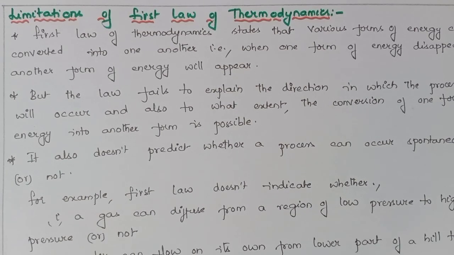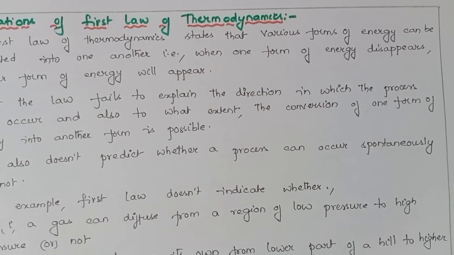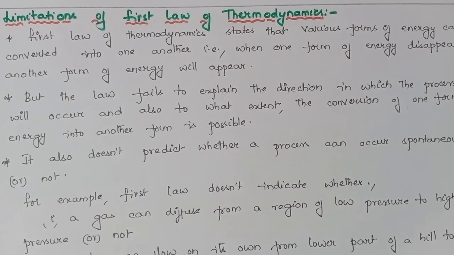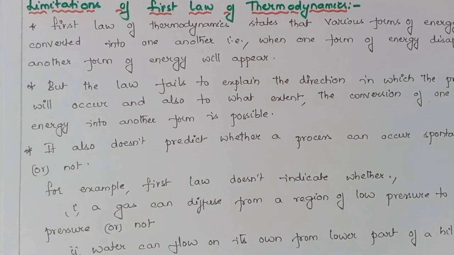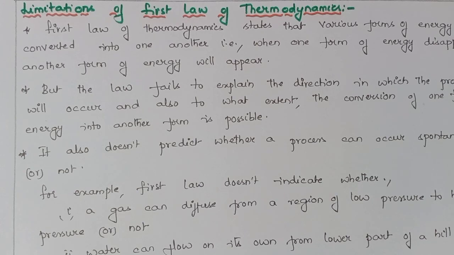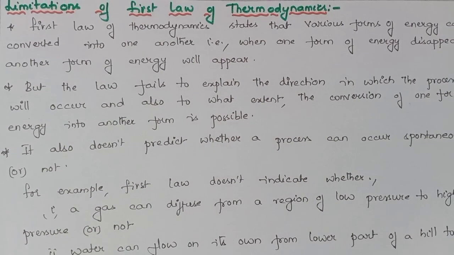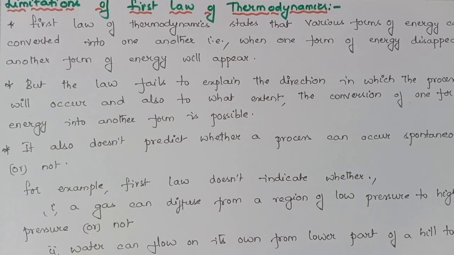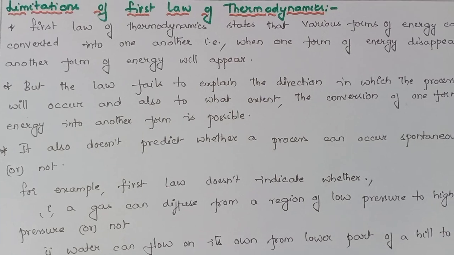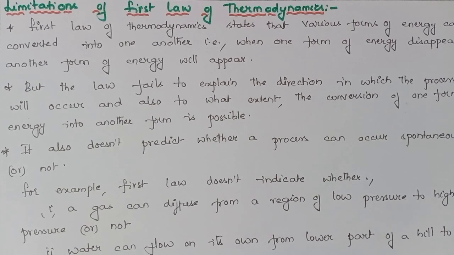But the law fails to explain in which direction the process takes place and to what extent the conversion of one form of energy into another form of energy is possible. So it fails to explain the direction in which the process takes place and the extent of possibility of conversion. And the third limitation: it is not able to predict whether a process can take place spontaneously or not.